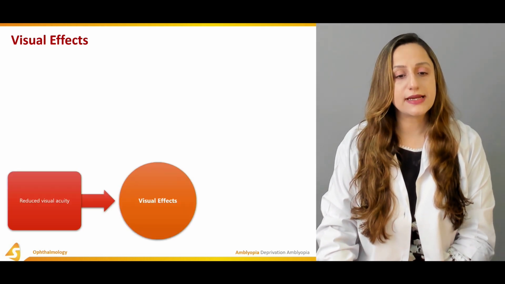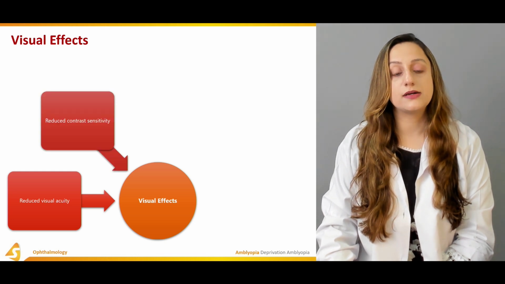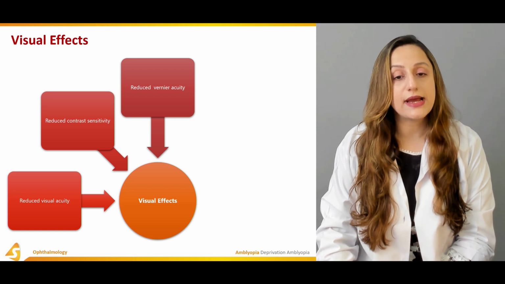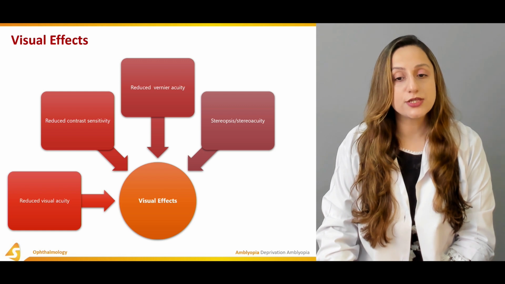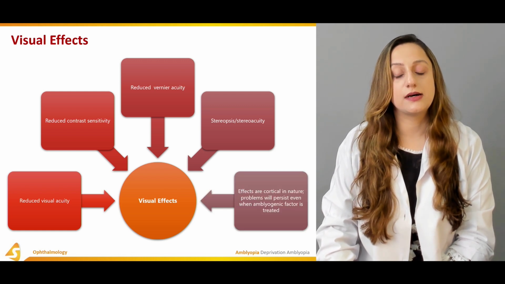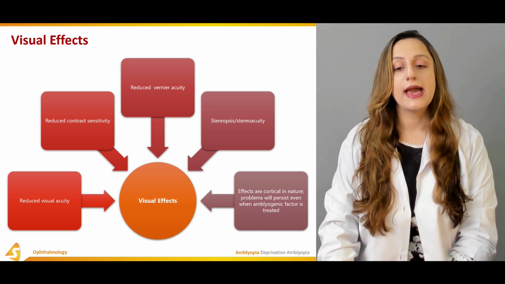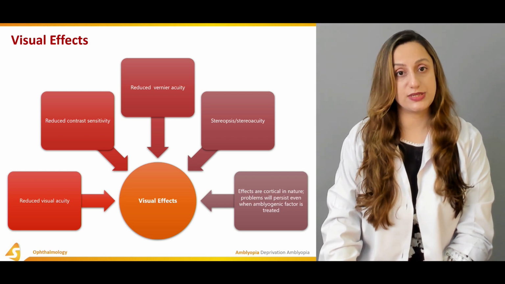The visual effects would be a reduced visual acuity on one hand. We'd observe reduced contrast sensitivity, reduced vernier acuity, as well as reduced stereopsis or stereo acuity that is observed in these children. The effects are cortical in nature, and the problems will persist even when the amblyogenic factor is treated.